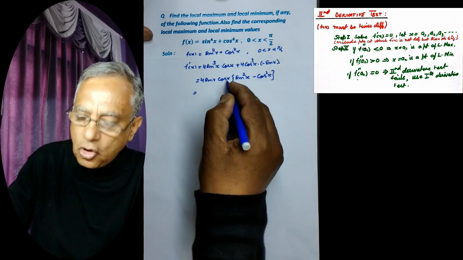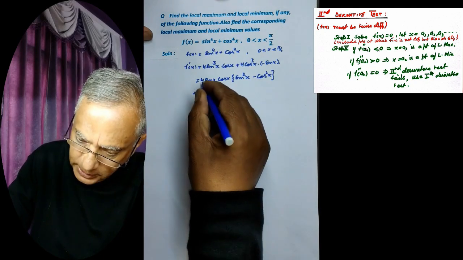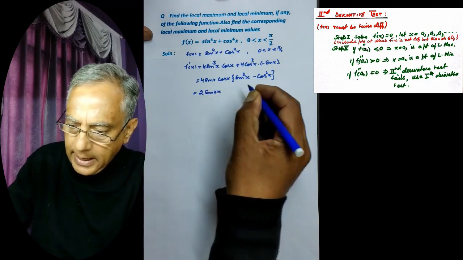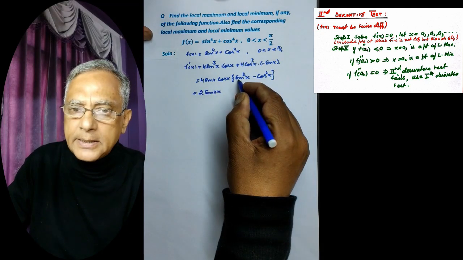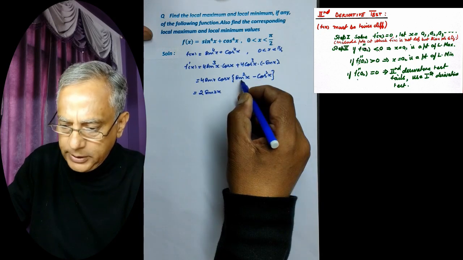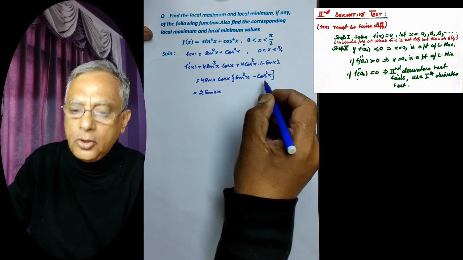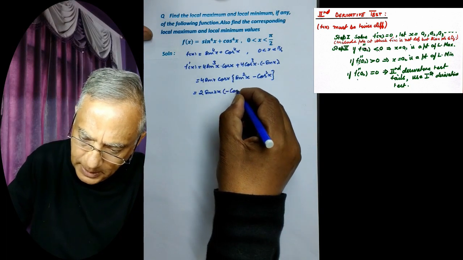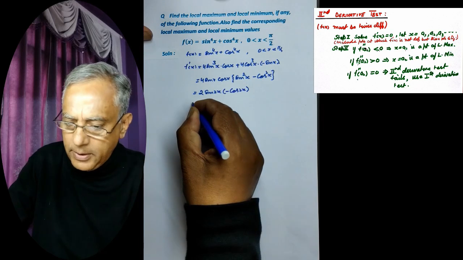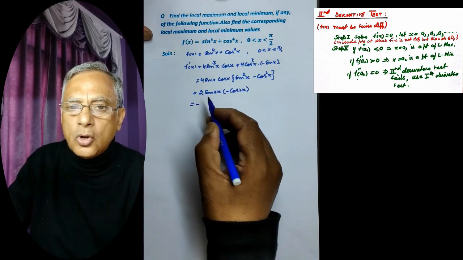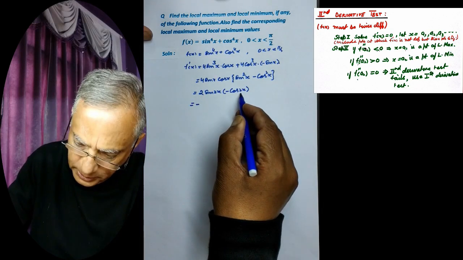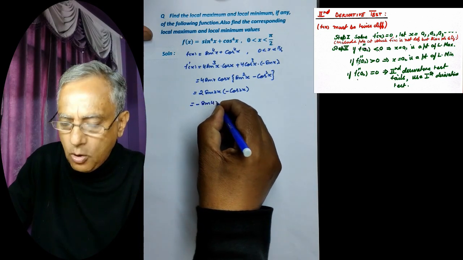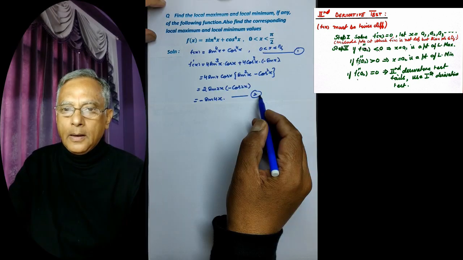But 2 sin x cos x is sin 2x. So this is equal to 2 sin 2x. And cos square x minus sin square x is cos of 2x. So this is minus cos 2x. And this is equal to, minus is common, we have 2 sin theta into cos theta, that is sin of 2 theta. So this is equal to minus sin of 4x.